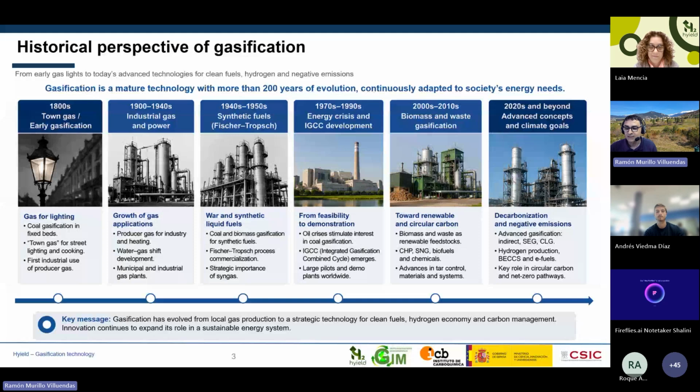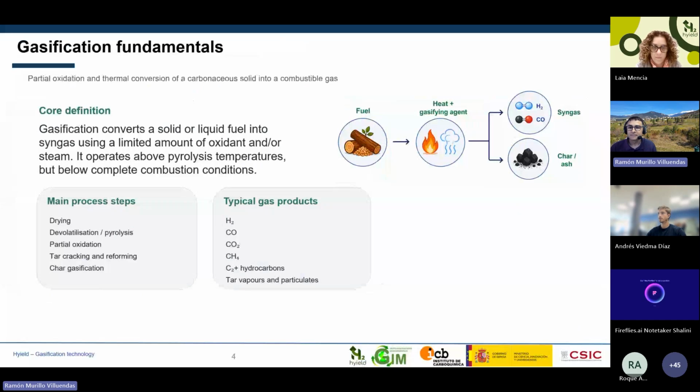Today, gasification is increasingly connected with decarbonization strategies. For example, advanced concepts such as indirect gasification, sorption-enhanced gasification, and chemical looping gasification are being developed to produce higher quality syngas, hydrogen-rich gases, and concentrated CO2 streams.